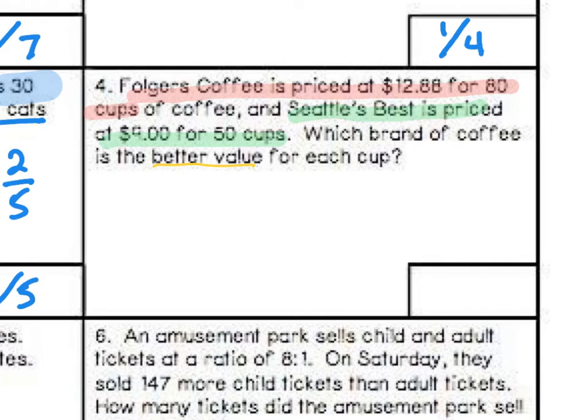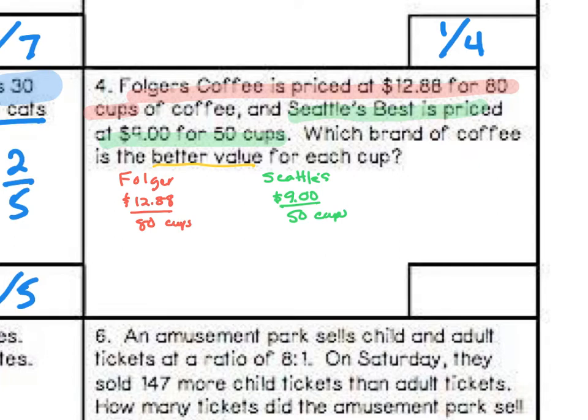So let's start with Folgers. And I like to label what I'm talking about when I'm creating this. So they mentioned that it's $12.88 for 80 cups. So we're talking money per cup. And we're going to do the same thing for Seattle's Best. So I'm just going to put Seattle. And they mentioned that it's $9 for 50 cups. So you can see we're paying more for Folgers, but receiving more cups. We're paying less for Seattle's, but getting fewer cups.